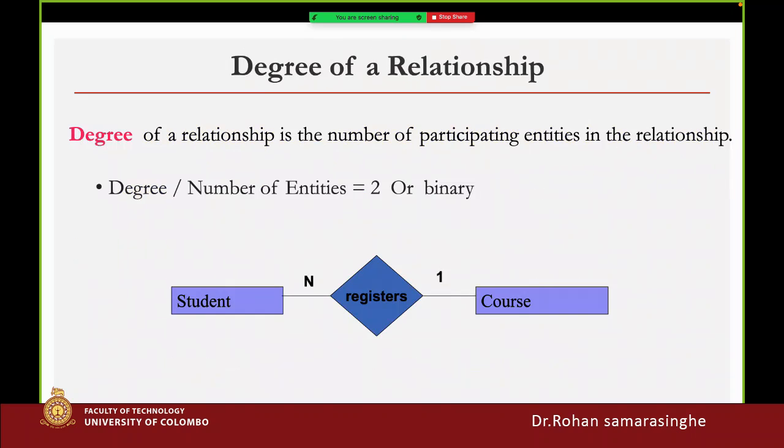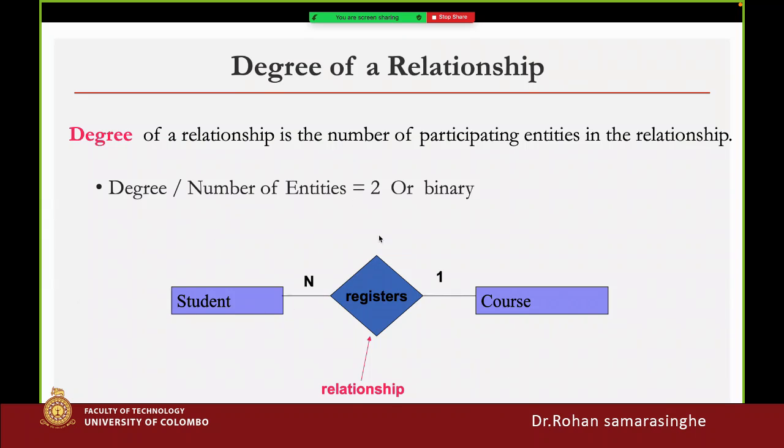So then, the degree of the relationship. The degree of a relationship is the number of participating entities in the relationship. When you look at a relationship, how many entities participated in it? Student and course: there are two entities. So the degree, the number of entities, is 2.